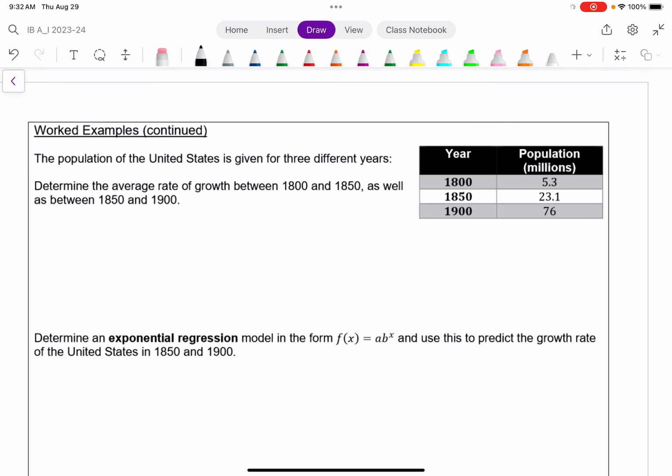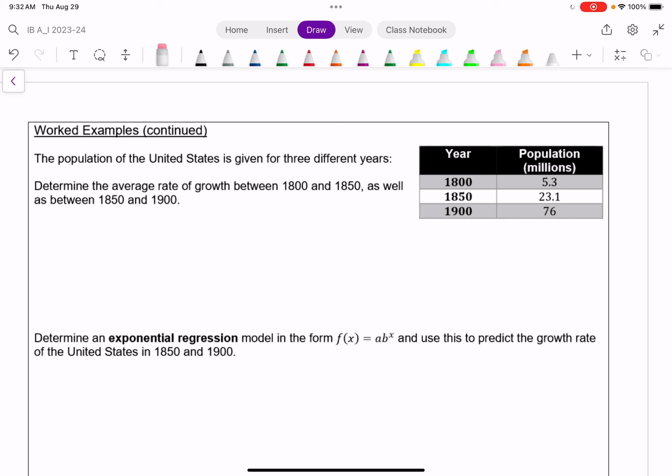So next, I have some data here on the population of the US over 3 different time periods, from 1800 to 1900. And so first, I want to find the average rate of growth. And again, as soon as you see that, the average rate of growth, then we know we're just finding the slope between 2 points. Should be quick, and we definitely don't want to forget how to do that.